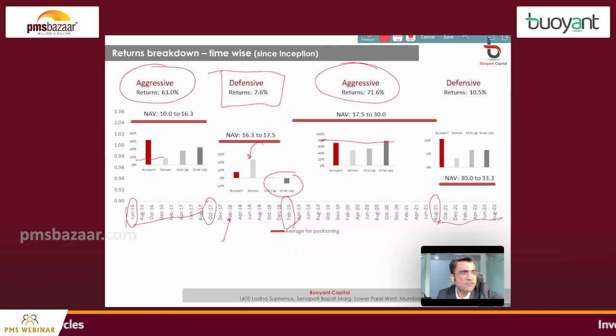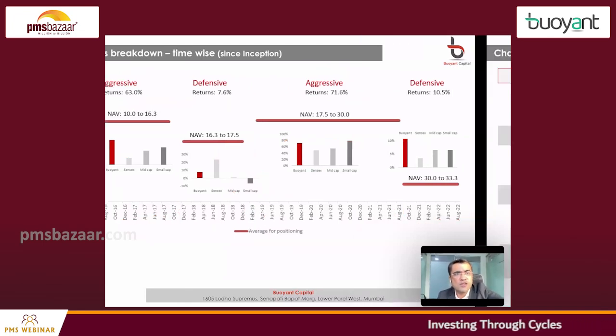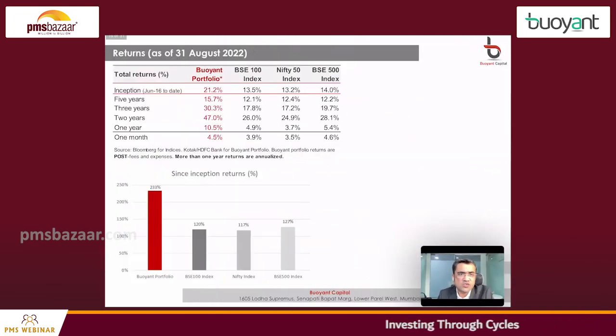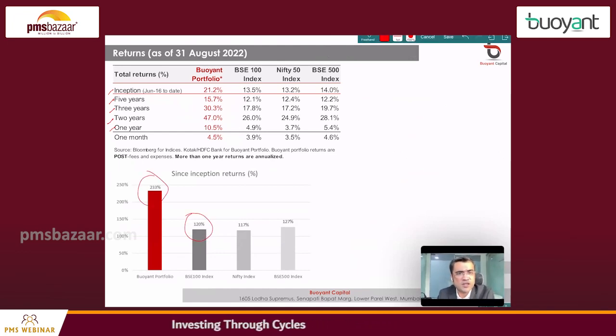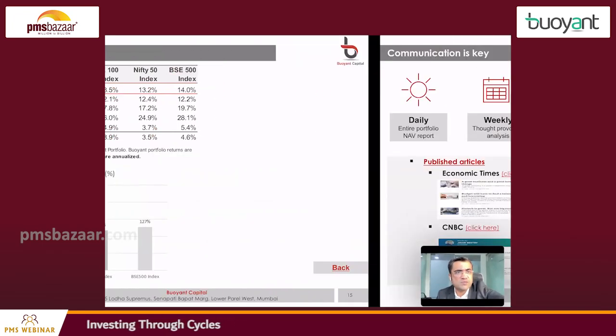And then we have turned defensive again, at which point the idea is to protect this number, not look at this outperformance, but that has happened, which is hearty to note, which summarizes into these numbers. So this is 1 year, 2 year, 3 year, 5 year, since inception returns. BSE 120, we are cumulatively at something like 230, so roughly 2x the market return post fees and expenses.